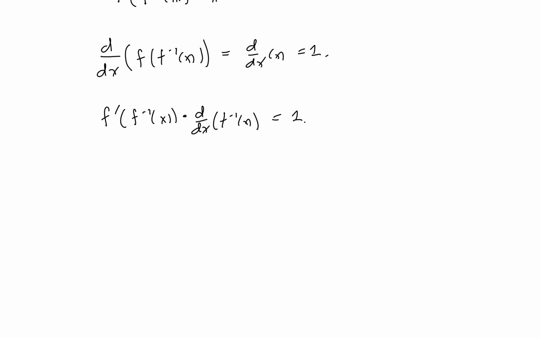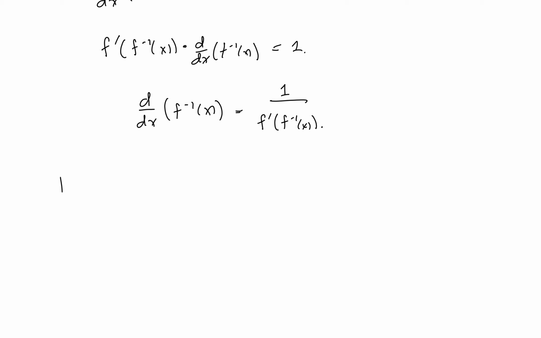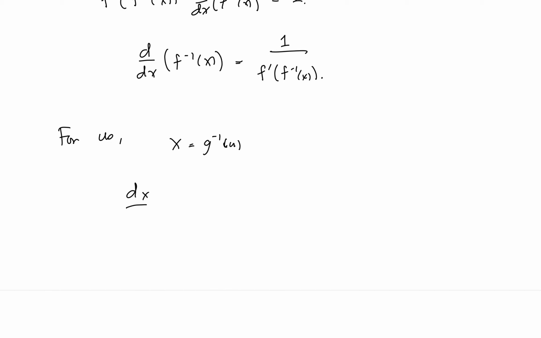Now I'm interested in the derivative of f inverse. That tells me the derivative of f inverse of x is 1 over f prime evaluated at f inverse of x. So that's just a little refresher from Calc 1 about the derivative of the inverse. So for us, remember we have x is equal to g inverse of u. So that means dx du should be d du of g inverse of u, which we just calculated. This is 1 over g prime of g inverse of u.